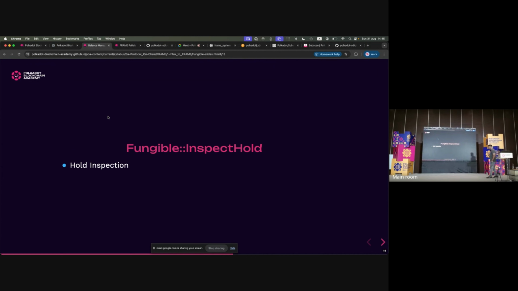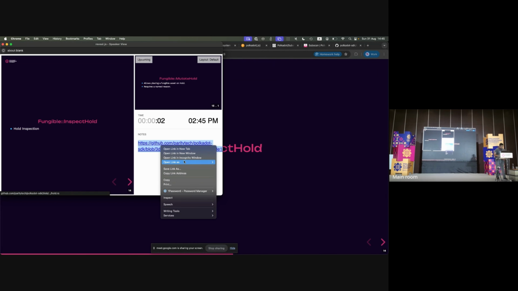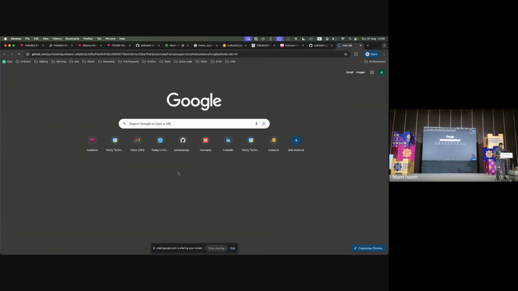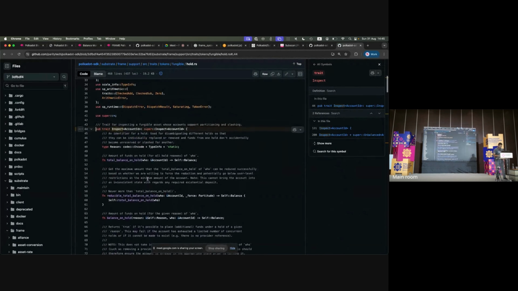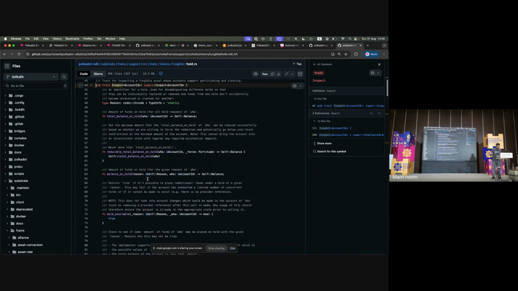Similarly, you have other traits for holding and for freezing. So you have something called inspect hold that comes from the fungible library. All these links I have linked in the speaker notes, so you could see by yourself. So what does inspect hold allow you to do? You can check total balance on hold, how much balance you can take out from free to make a hold.